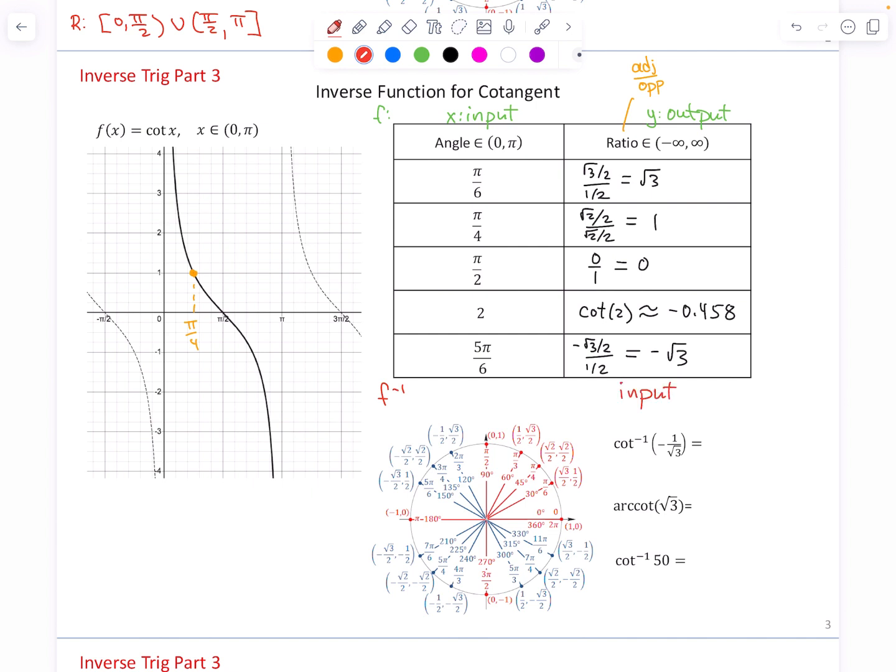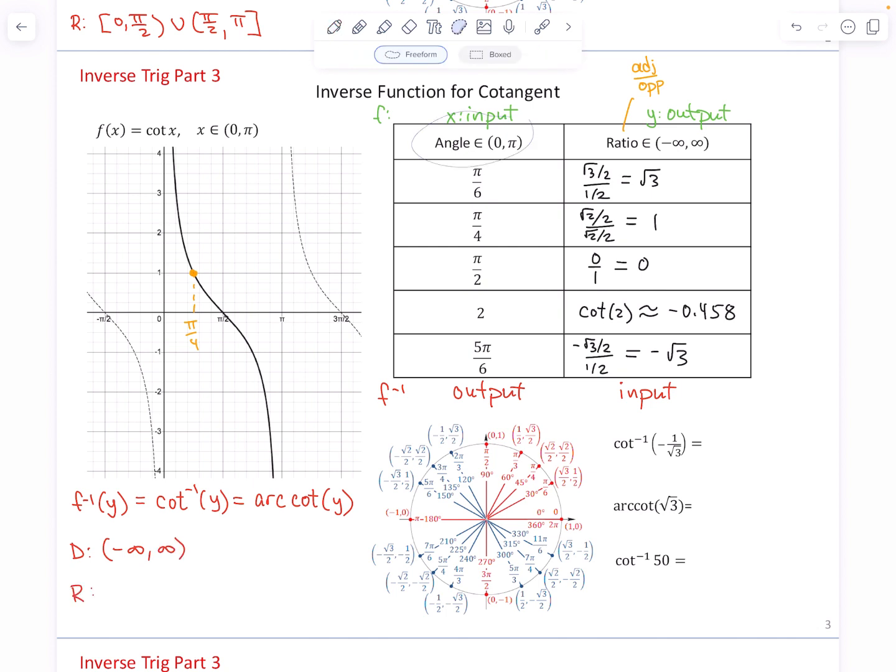The inputs will be the ratios, and the outputs will be these angles between 0 and pi. That's first and second quadrant, top half of the unit circle. So for this inverse function, we'll use y as the input variable, since we've been using y as the ratio, and we input the ratio. We can write cotangent to the -1 of y, or arccotangent of y. The domain will be these ratios from -infinity to infinity, so there are no limitations on what the input of the arccotangent can be, and the range will be these angles between 0 and pi exclusive.